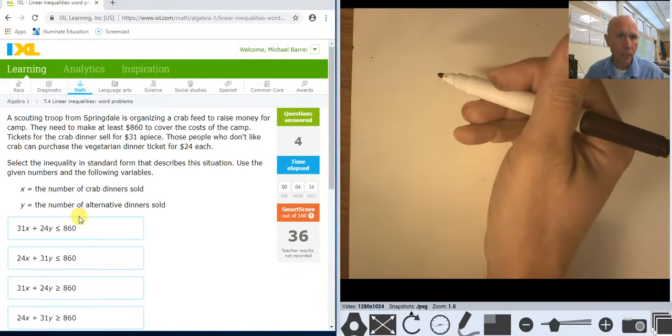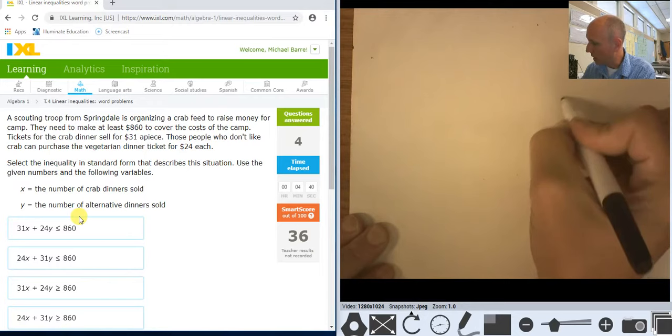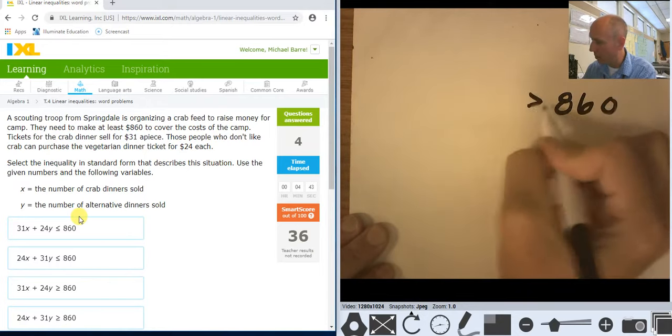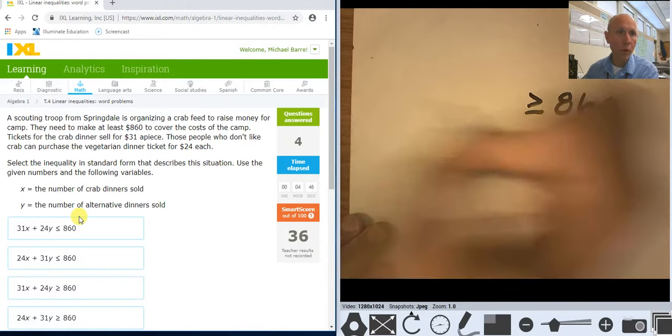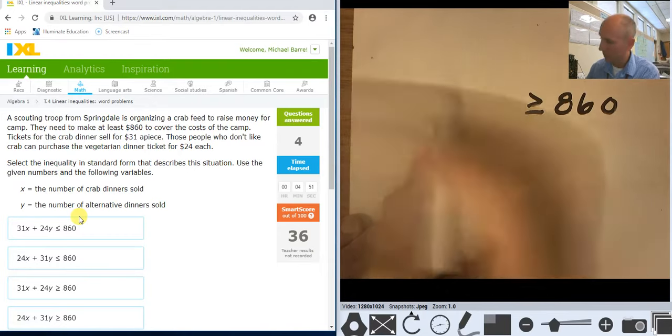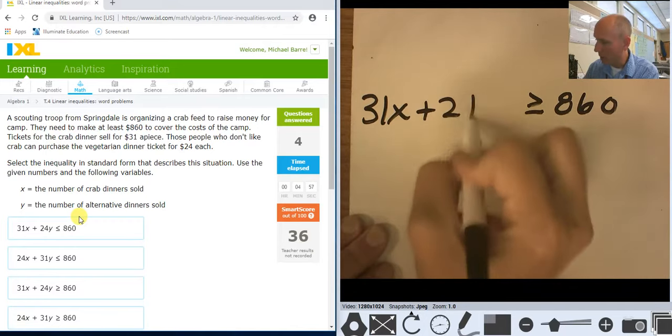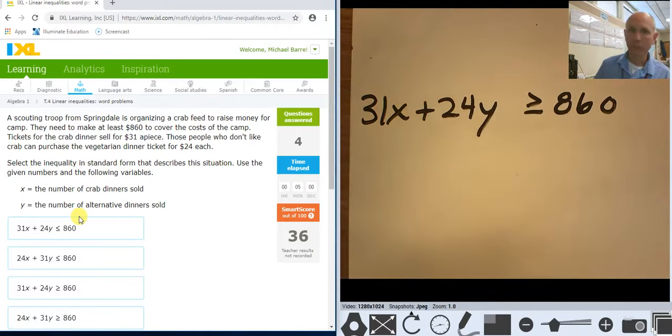The scouting troop in Springdale is organizing a crab feed to raise money. They need to make at least $860, so they need to be at that or more than that. Crab dinners are 31 apiece, plus 24 each for the vegetarian. I feel like I've done this before. 31x plus 24y is greater than or equal to that number there.